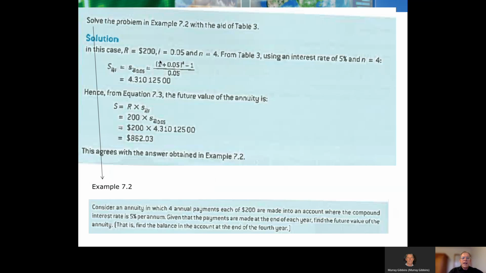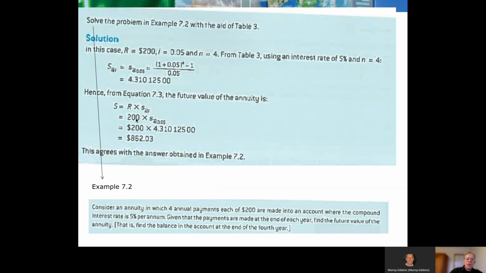So here they are attempting to solve this question with the formula. We actually had to find the growth factor. You could look up the table to find the growth factor as well.